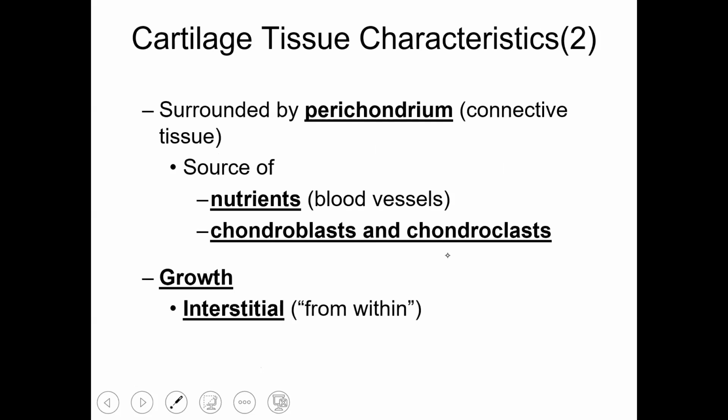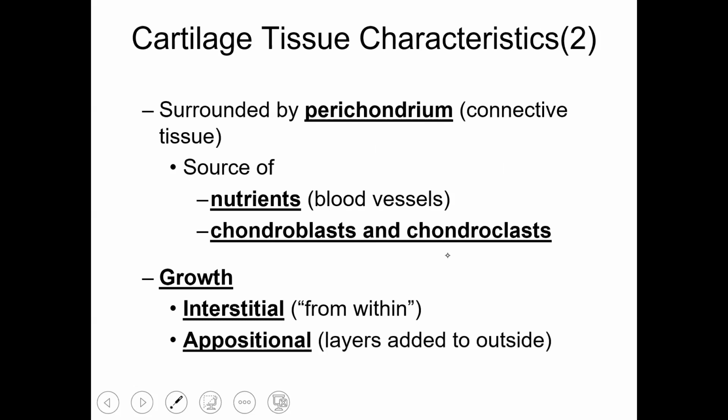Cartilage can grow in two ways. It can grow from the inside out because it's not calcified like bone. It can push out from the inside. That's called interstitial growth. And it can also grow, much like bone, by adding rings around the outside. That's called appositional growth.